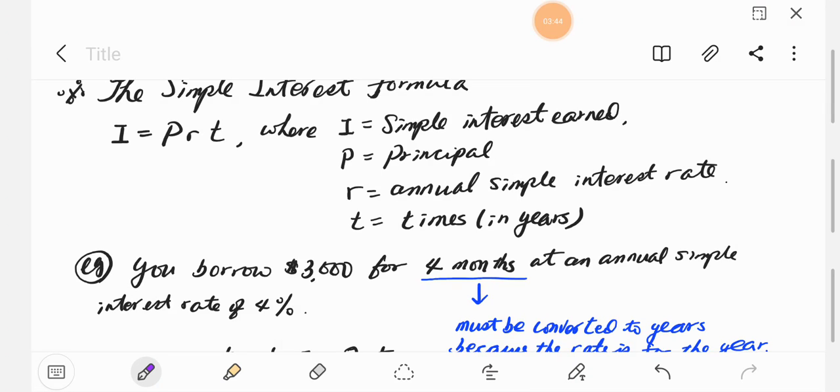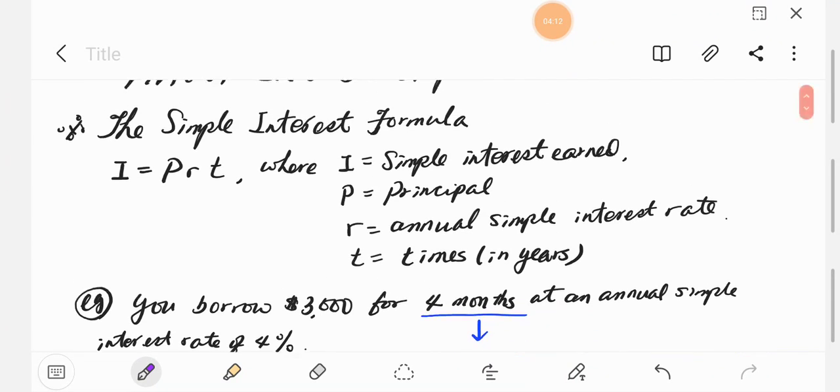The original principal was 1,000, right? So for the second year, the interest will be based on the original principal 1,000, not 1,000 plus the first year interest 100. It's different. So simple interest means the interest is always based on the original principal.